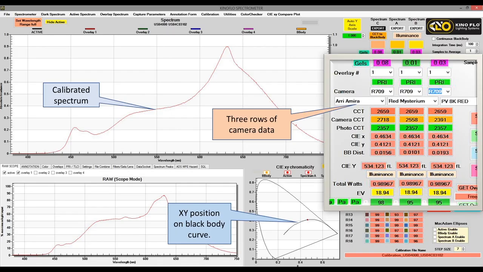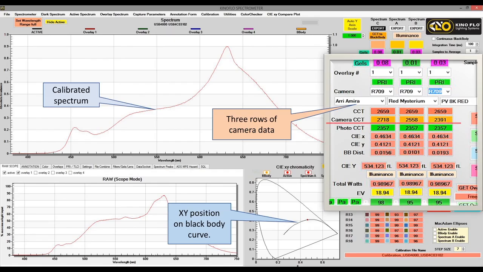We have in this case a RED Mysterium and a Panavision 8K RED. Now, I would expect these two to be very close because they use a similar sensor or the same sensor. CCT, this line is the actual CCT that the spectrometer, not just a handheld device, but a scientific instrument, reads. So we're saying it's 2700. To be very precise, it's 2659. Again, there's tolerances in all of these things. So the tolerance of a handheld meter, when you read this with a handheld meter, it comes awfully close.